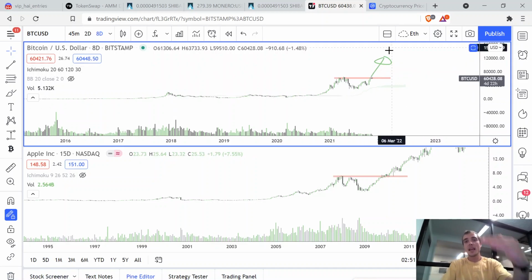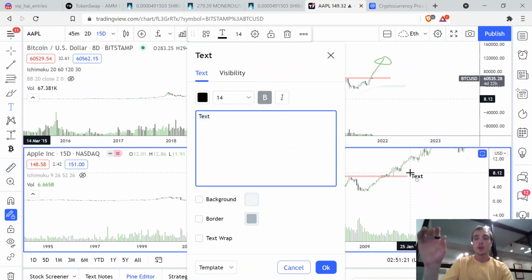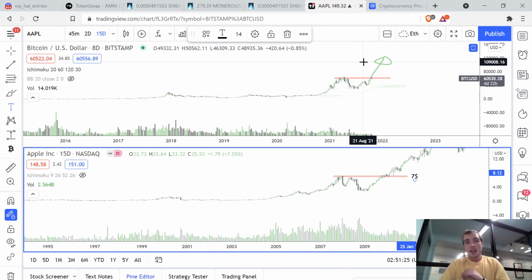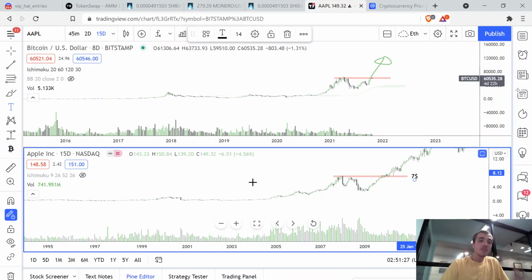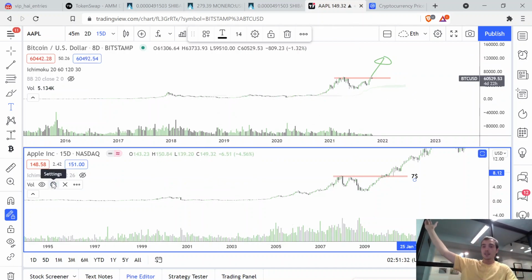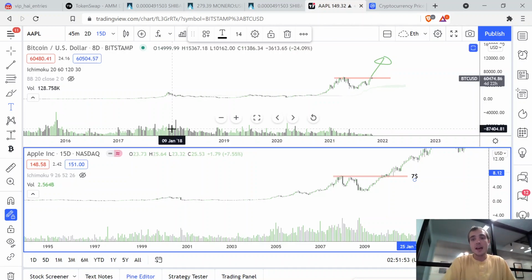But this breakout that Bitcoin is now doing is the same breakout Apple computers saw. Apple computers was worth $7 at this red line. It's now worth $150. Now that took 10 years, a little over 10 years. So yeah, crypto is faster.